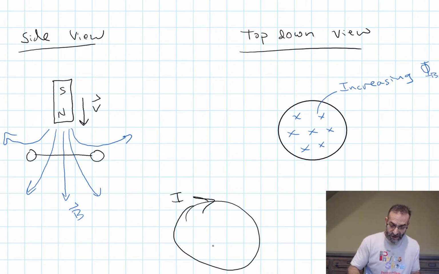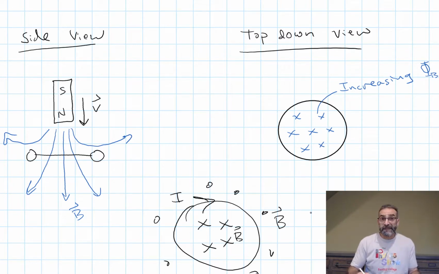What direction is the magnetic field anywhere inside the loop of wire? It is into the page. What direction is the magnetic field anywhere outside? It is out of the page. So when that current starts up, it adds its own magnetic flux through the loop.